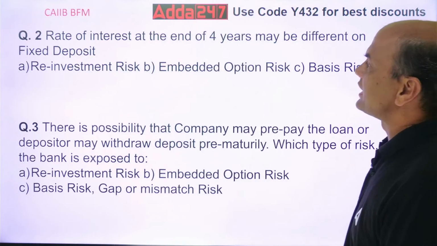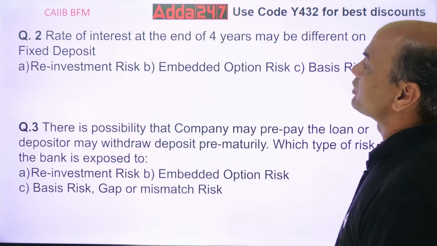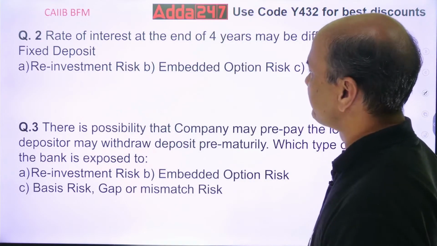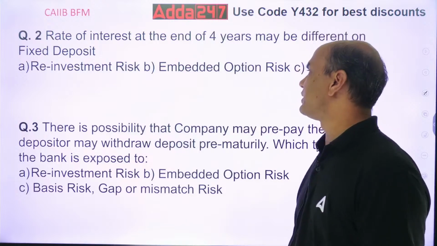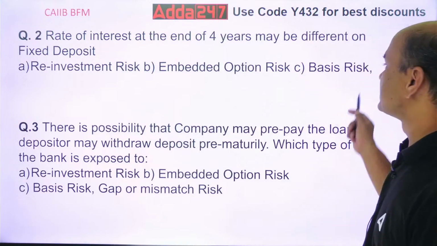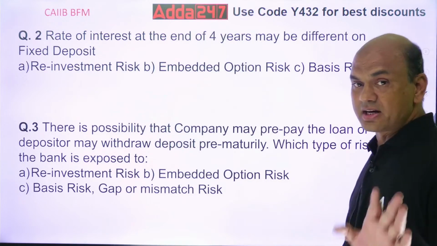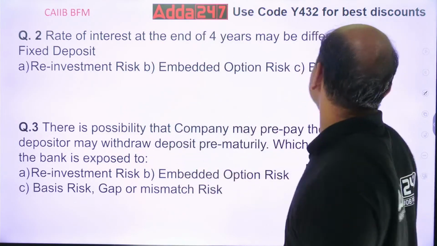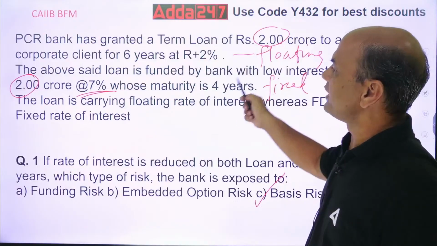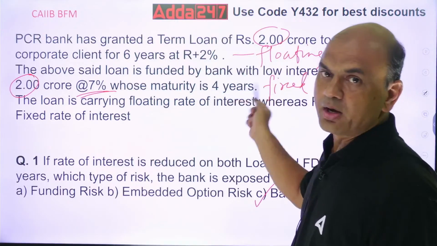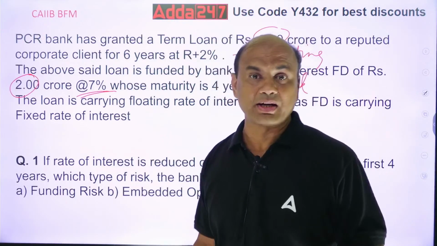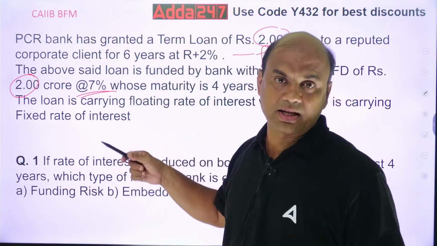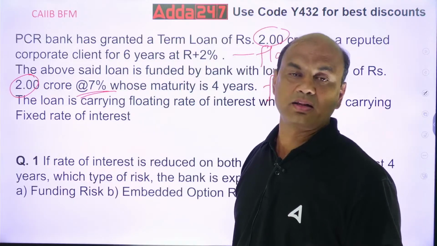Next one. Same problem. Rate of interest at the end of 4 years may be different on FDs. Okay. So this is called as what? Reinvestment, embedded option, basis risk. See, rate of interest at the end of 4 years may be different on FD. So now look at this. The FD over here on maturity, you may not get the same rate of FD. At that time, you'll have to give it at a higher, take at a higher rate also, or you may get a lower rate also.